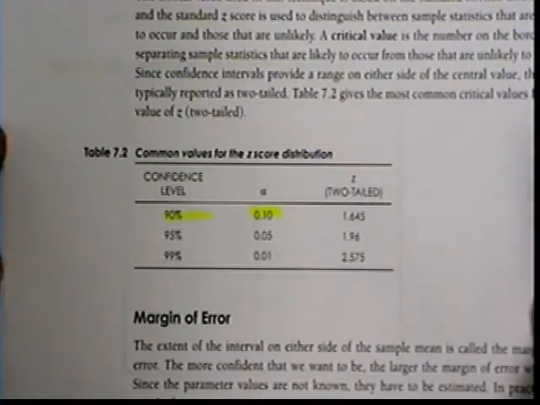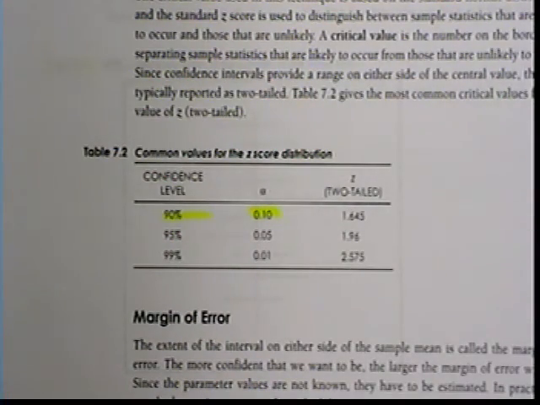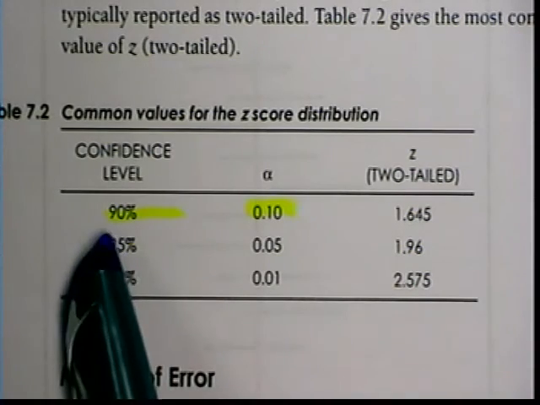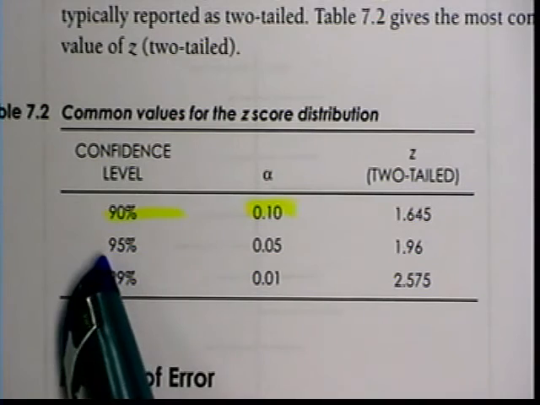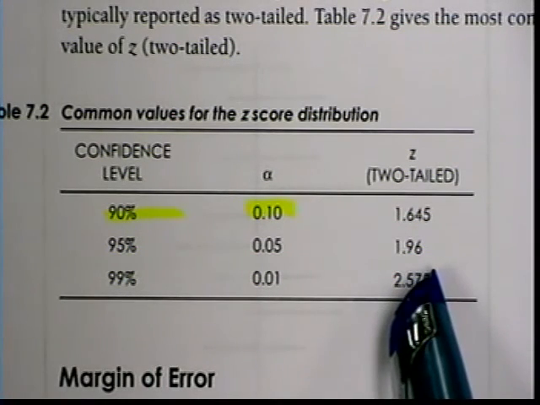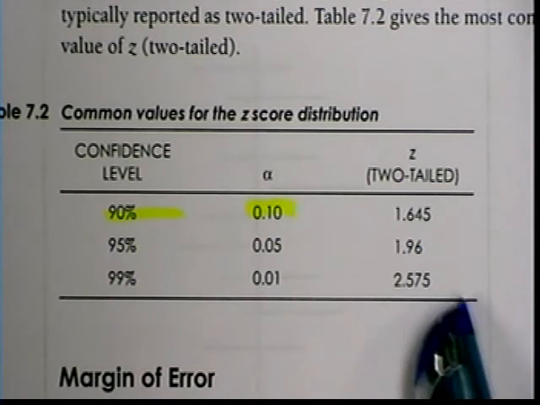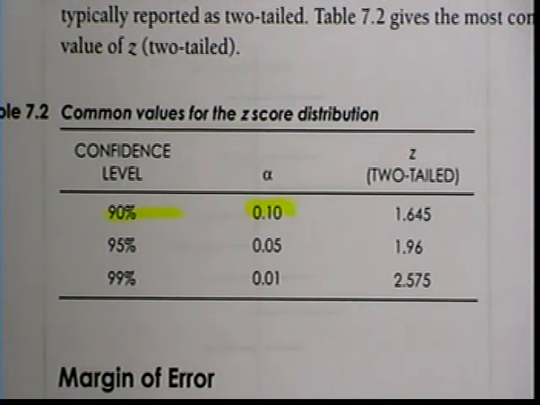Before we end this one, let's just go back and hit this. These are the common values for the z-score distribution. You're going to see these over and over and over again. I want you to memorize them. 90%, it's at 1.645. 95%, 1.96. 99%, it's 2.575. And this is the one that we just used, and we rounded it off to 2, just to make it a little bit easier for ourselves.